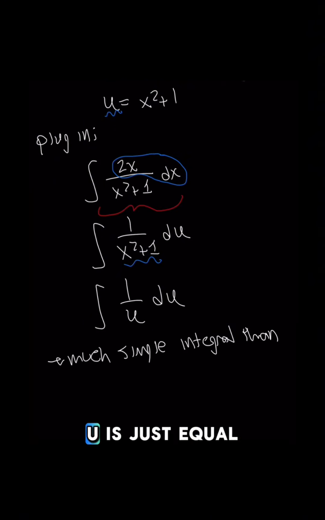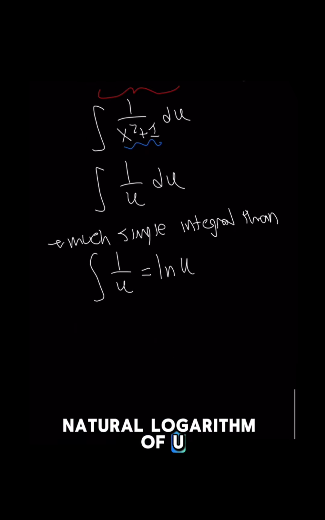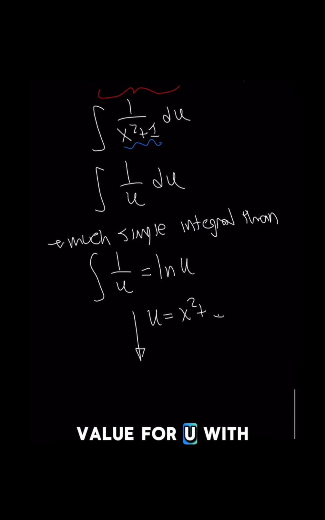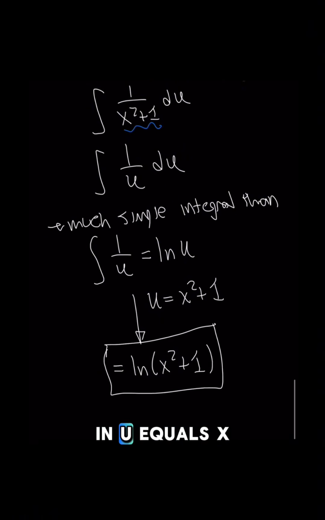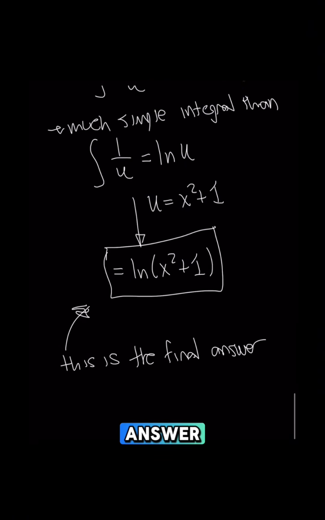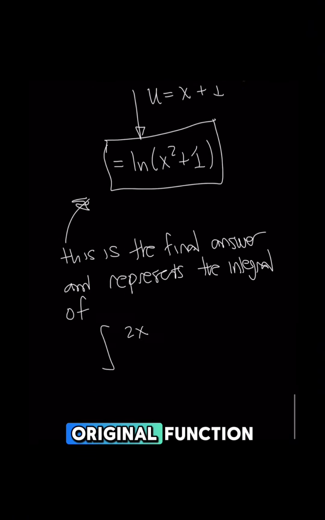And the integral of 1 over u is just equal to the natural logarithm of u. We plug in our value for u with respect to x because the original integral is with respect to x. So if we plug in u equal to x squared plus 1, we get this for the final answer. This represents the integral of the original function here.